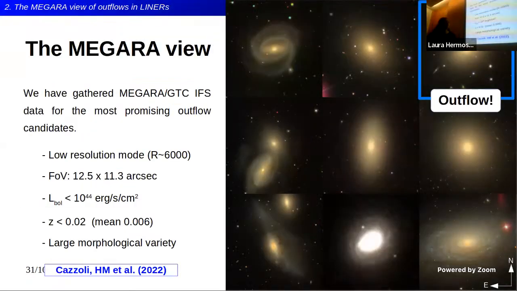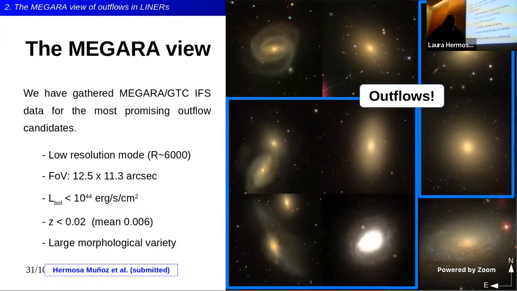So, okay, we are now seeing an outflow for the prototypical LINER. What is going on? What happens with the rest of the galaxies? Well, we detected outflows for 6 out of the 9 objects. Each of them has its peculiarities, and as I cannot go through all of them, I have picked 2 examples to show you what the data looks like.